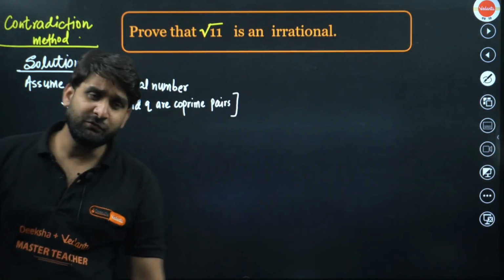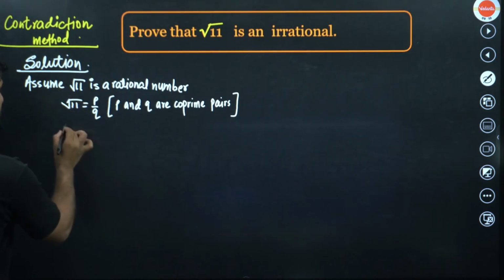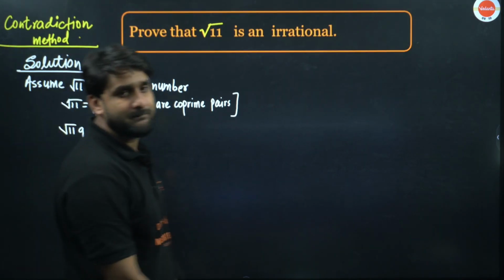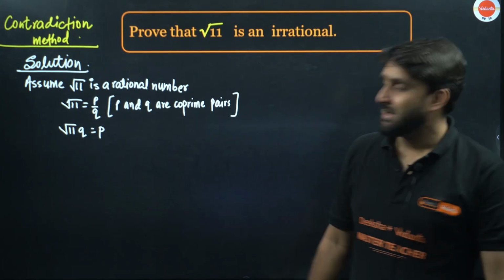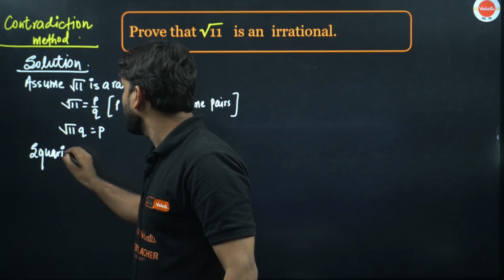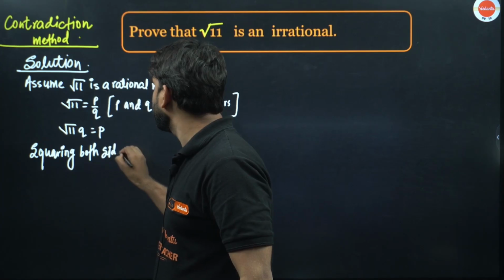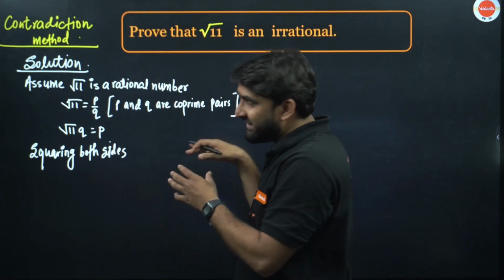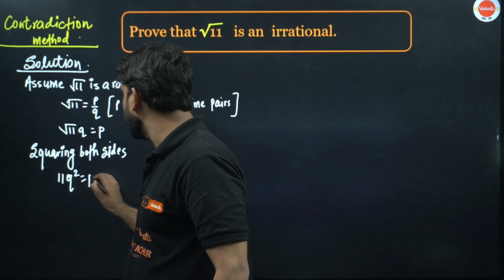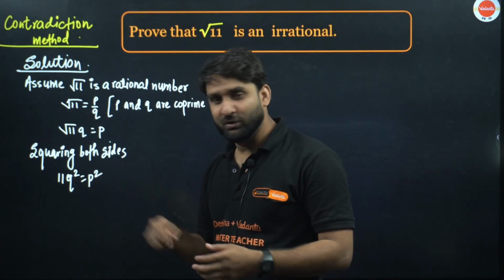Now, my dear champion, if you have written root 11 is equal to P by Q, now we do cross multiplication. So cross multiplication will look like root 11 Q is equal to P. Now squaring both sides, this will look like 11 Q square is equal to P square. The root will be removed. So 11 Q square is equal to P square.